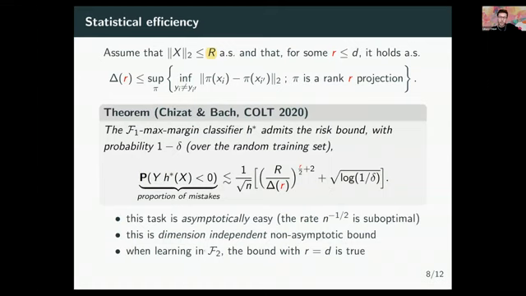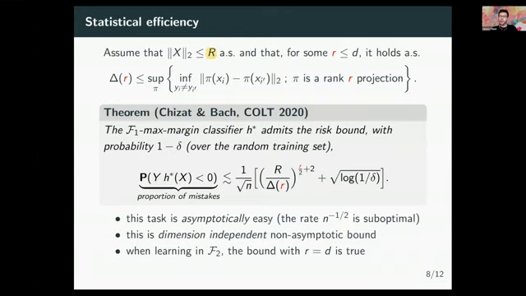And a small comment is that when we learn in F2, so only training the output layer, we can have the same bound true, but only with R equals D. It's just an upper bound that we can easily prove. Okay, so that's it for this discussion of the max margin classifier.